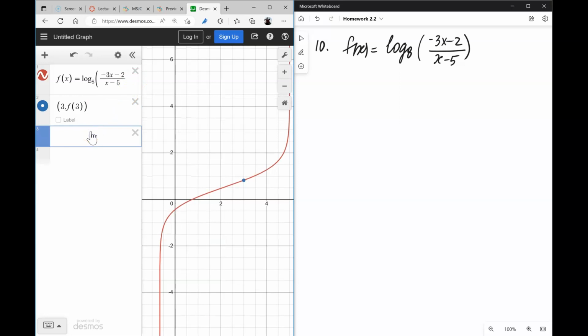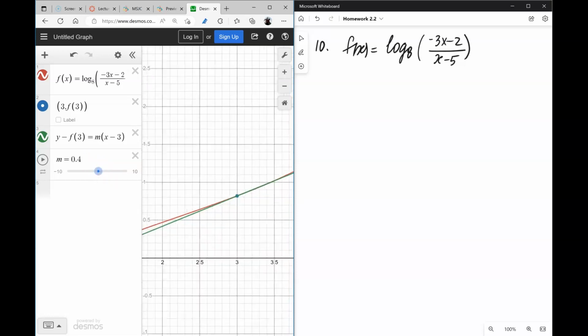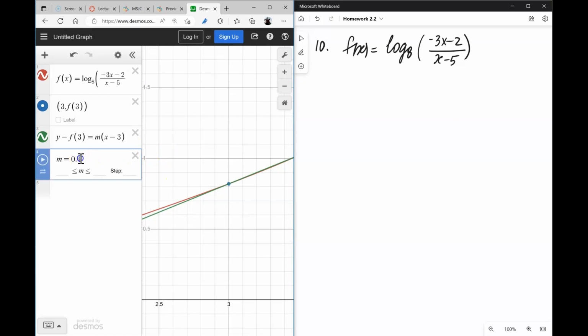And we can find the equation, y minus f of 3 is equal to some m times x minus 3. So this is the equation of some line. We can play with the slope and try to figure out what's the slope of the tangent line, and it looks like it's 0.4. We can make it maybe smaller here, maybe it's too rough. Maybe we can make the step 0.01.